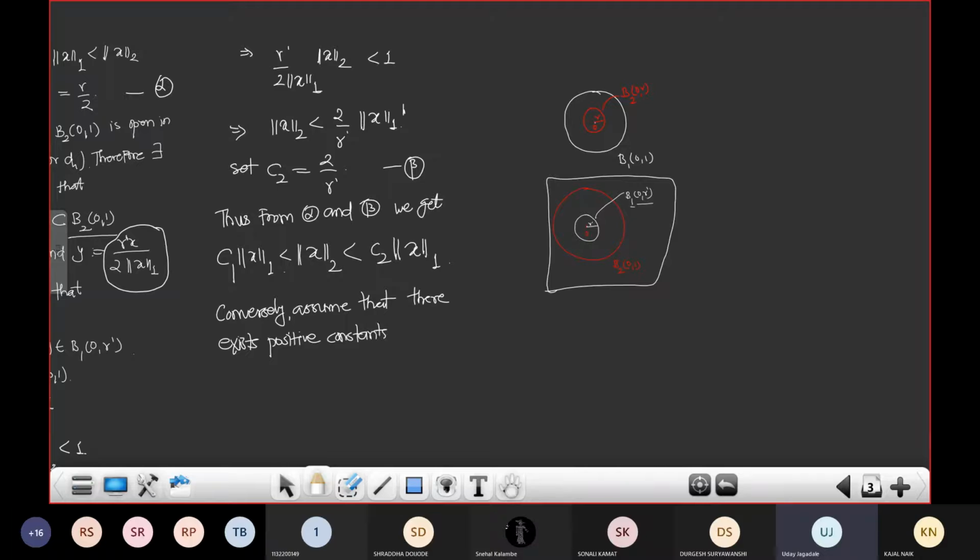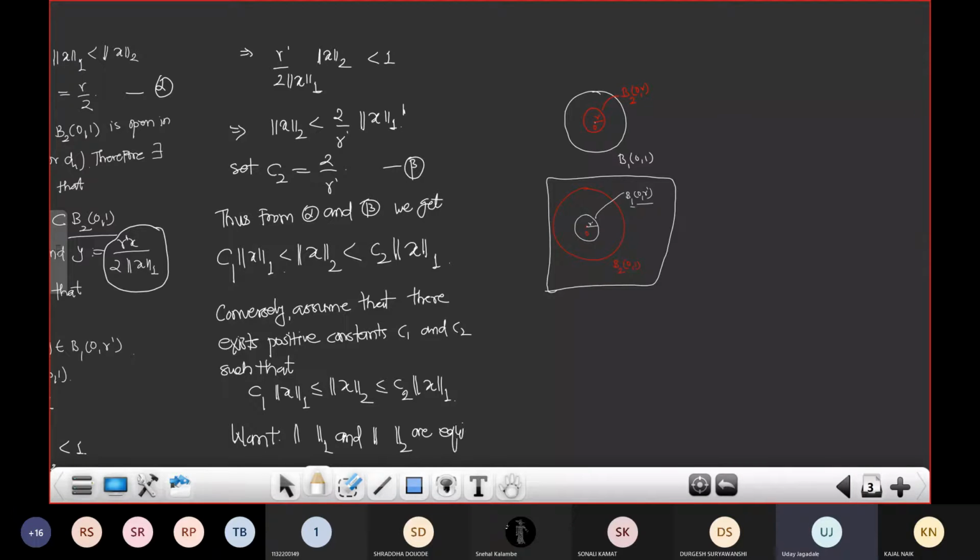Was it a positive constant or a non-negative constant? It was a positive constant. Okay, so assume that there exist positive constants C1 and C2 such that C1 norm 1 of x is less than or equal to norm 2 of x, which is less than or equal to C2 times norm 1 of x. What do we want? We want norm 1 and norm 2 to be equivalent.